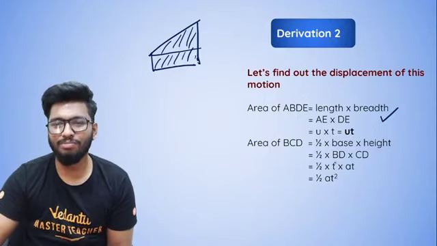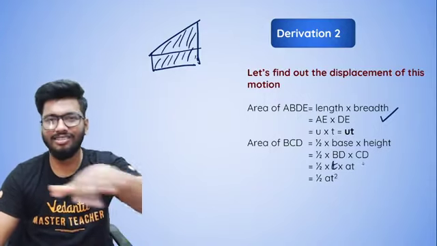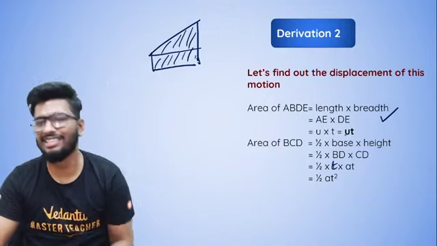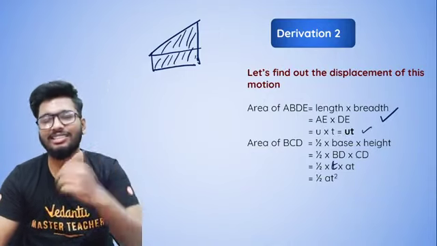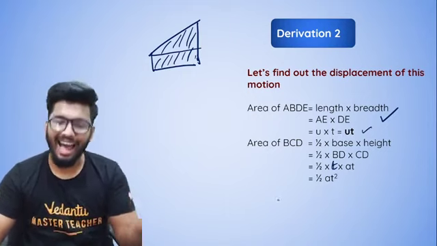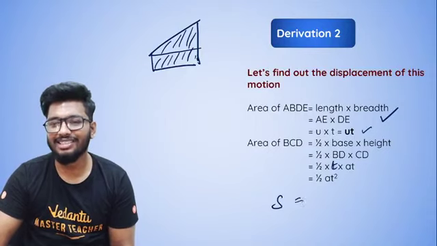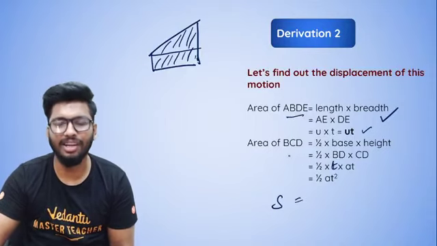Put it in the equation. So what is BD? BD is nothing but t, that is nothing but the time axis. CD is nothing but at, and A is nothing but u, and d is nothing but t. So what do you get? ut. And here it's nothing but half into at square. Add both of them up. So this is nothing but displacement. Displacement is nothing but s. s is equal to area of ABDE plus BCD.